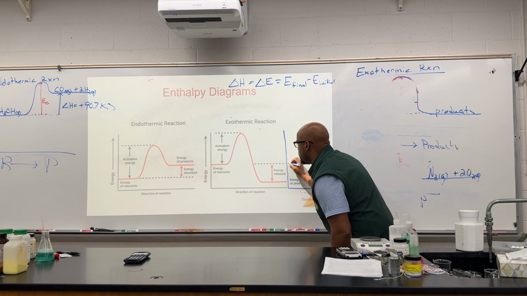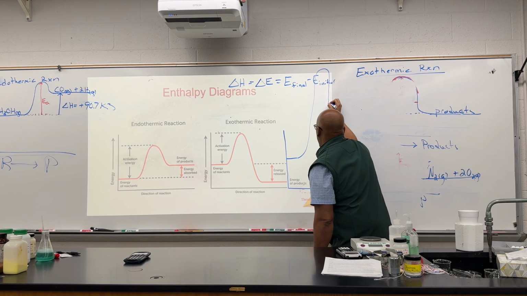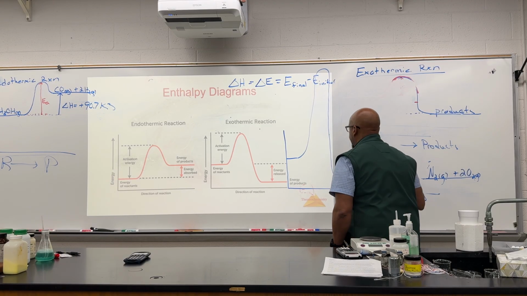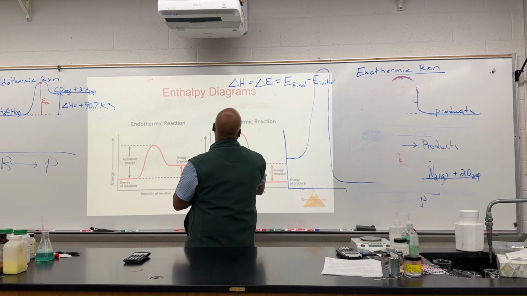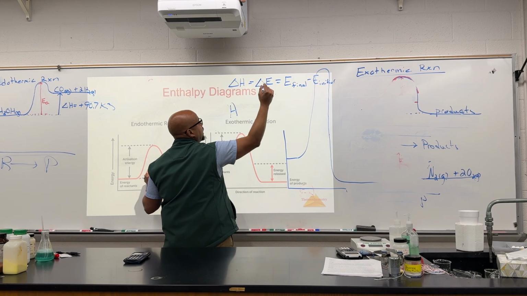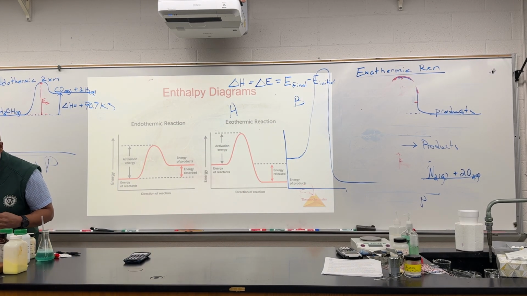I'm going to say, maybe they start at the exact same amount of energy for the reactants and products, and it does something like that there. And let's say this is reaction A, and this happens to be reaction B. Which reaction is going to end up being the slowest?